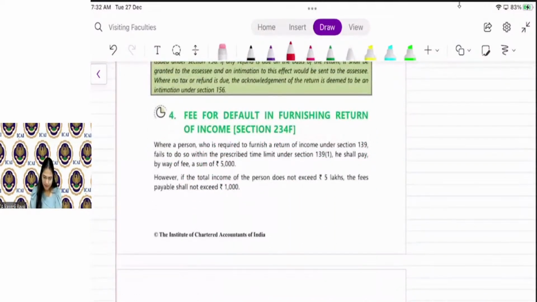Next is the penalty for default in furnishing return of income. If you have not furnished your return of income within the due date, that is up to 31st July or 31st October or 30th November, whatever due date is applicable to you, and you file your return after the due date, then you have to pay late filing fees.